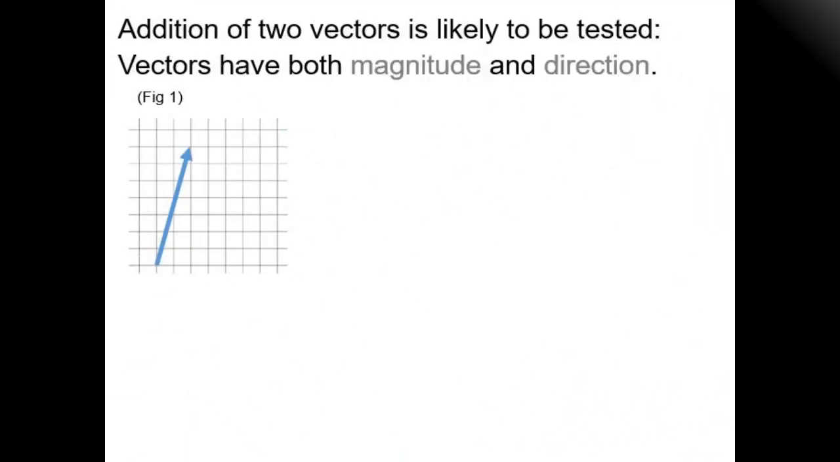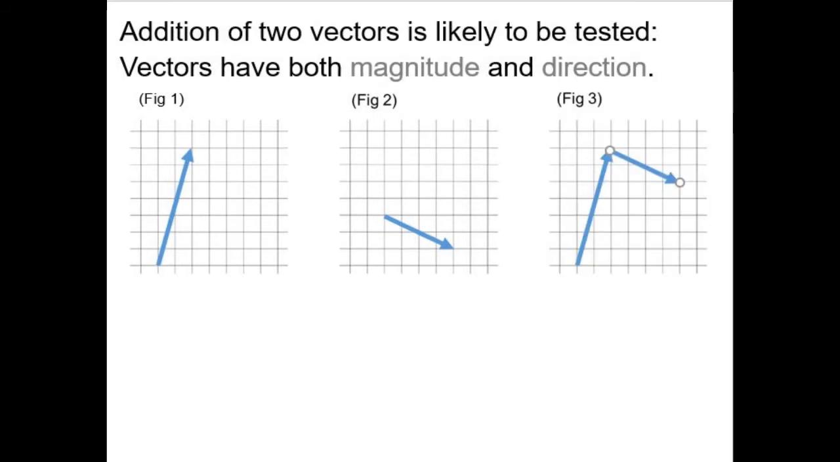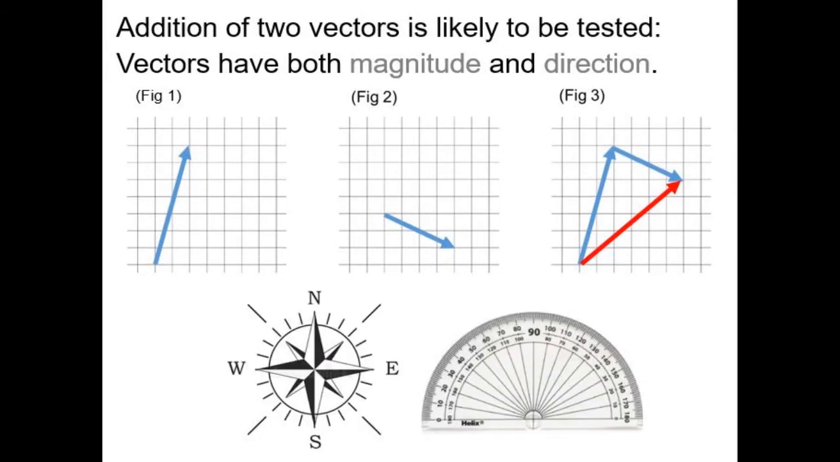Here's an example. The first arrow goes up 7 squares and across 2 squares to the right. This second arrow goes down 2 squares and across 4 squares to the right. We now resolve the vectors by adding the second arrow to the first arrow and come up with a solution or resultant arrow which goes up 5 squares and across 6 squares to the right. You can imagine knowing direction and the angle might be very important in a vector question.